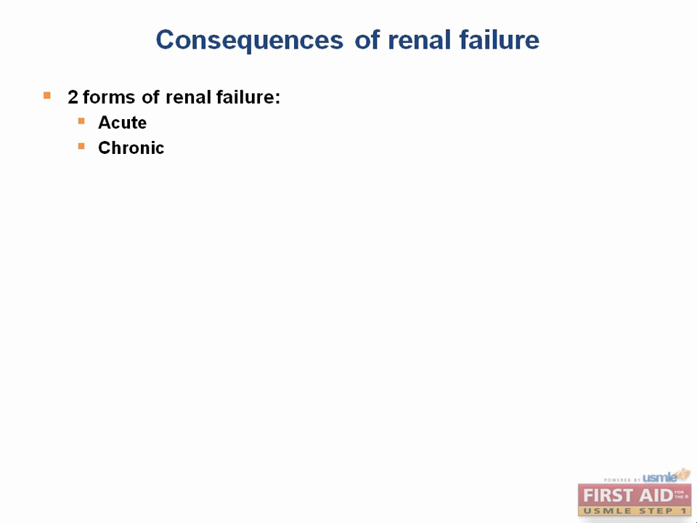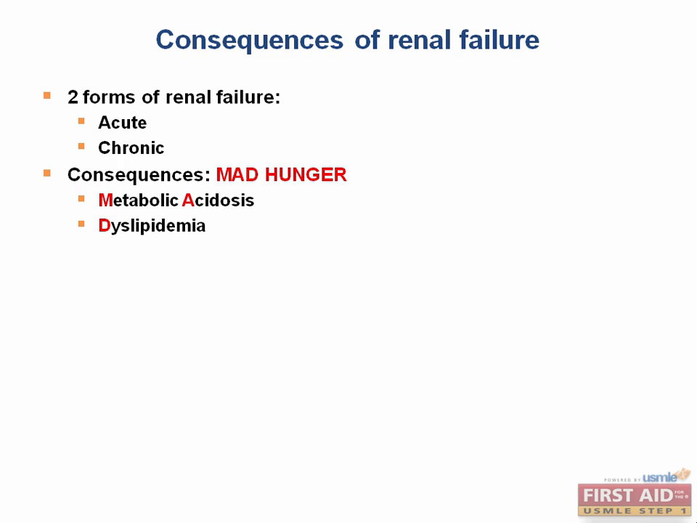There are two forms of renal failure, acute and chronic, both of which lead to an inability to make urine and excrete wastes, but they occur over different time periods. Consequences of renal failure can be remembered with the acronym MAD HUNGER. First is metabolic acidosis due to the inability to excrete hydrogen ions. Patients with renal failure also have dyslipidemia, but it's not quite understood why triglyceride levels increase in these patients. Potassium levels will also rise due to an inability to excrete potassium.